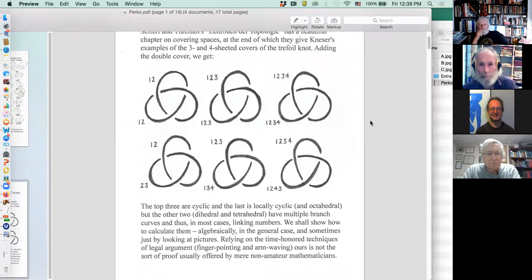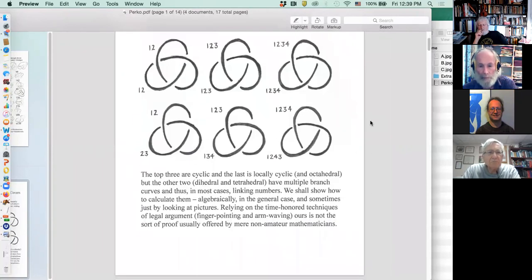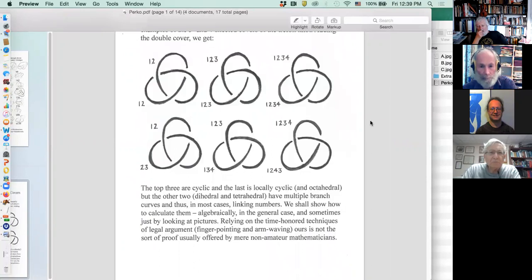Yeah. So these are the 6 different branch covering spaces of the trefoil knot through 4 coverings, 4 sheets. And the top 3 are cyclic. The bottom right one is locally cyclic, which means there's just one branch curve. But the other 2 have multiple branch curves, which means you can calculate the linking numbers. And I say, this is a little paper that shows how to calculate them, sometimes just by looking at pictures.